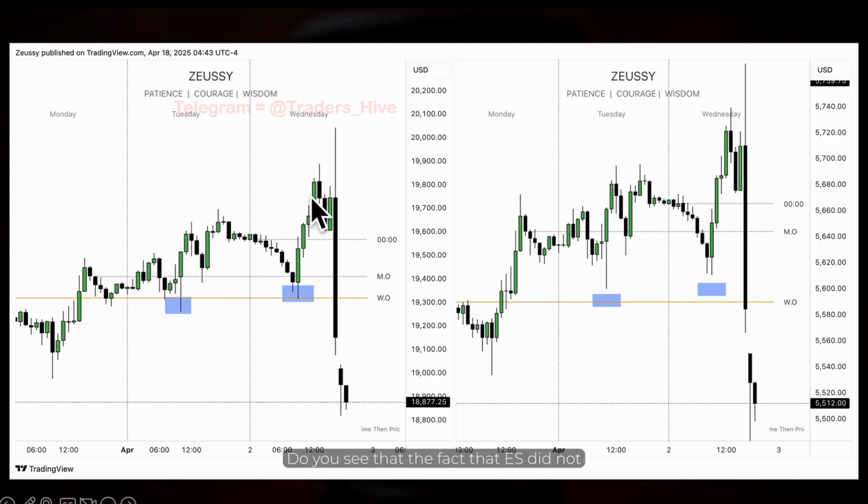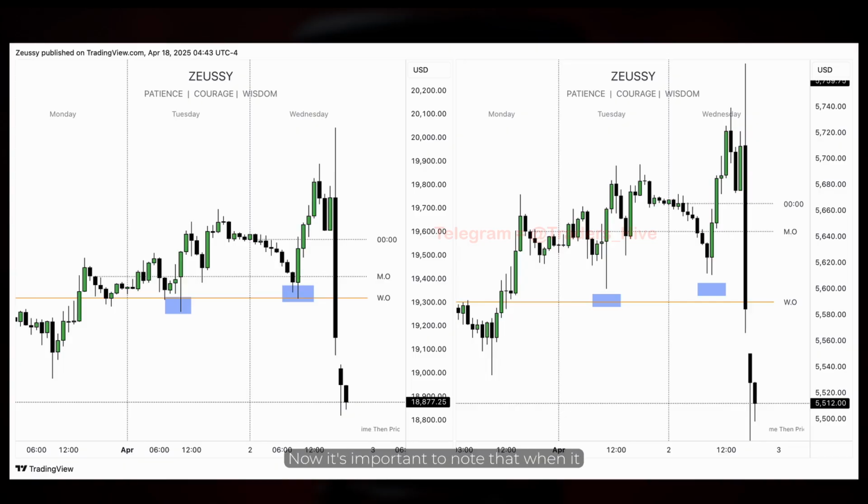Right there. Do you see that the fact that ES did not reach this weekly open is a big warning sign if you are in shorts, because it shows you that we're likely going to continue the bullish order flow. There's a rush for ES to get somewhere, and that will also mean that Nasdaq is likely going to follow, being repriced towards the upside. So again, weekly open SMT is a result of market 1 reaching the weekly open whilst market 2 doesn't.